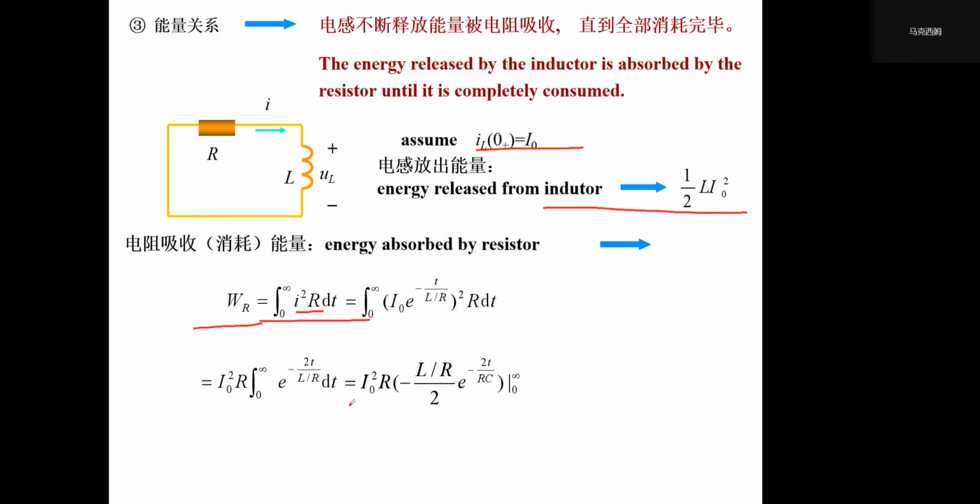And still, the same number again. So all the energy released by the inductor is consumed by the resistor. So resistors are pure consumers, and the inductor and the capacitor are storers. They can only store energy, but they cannot consume it.